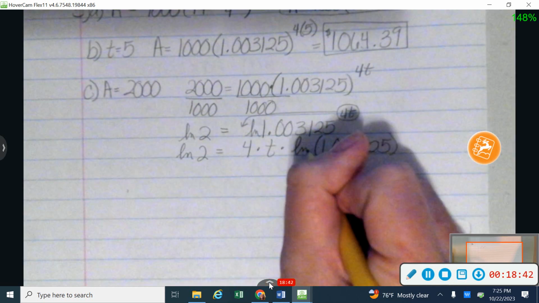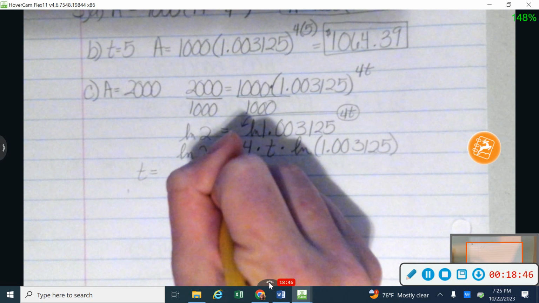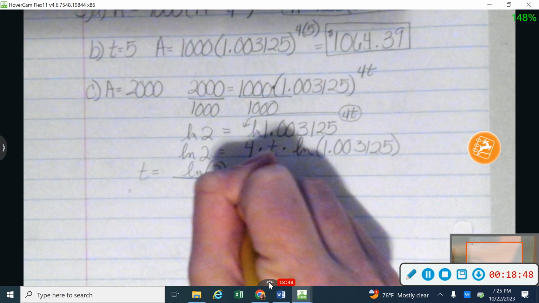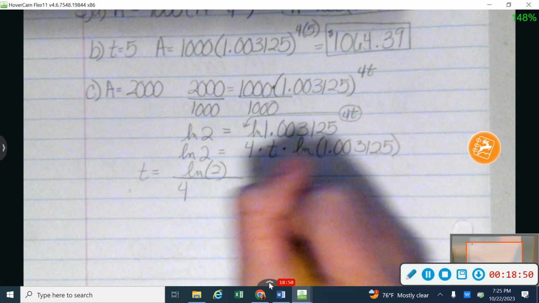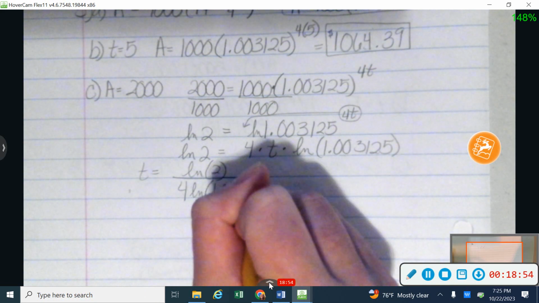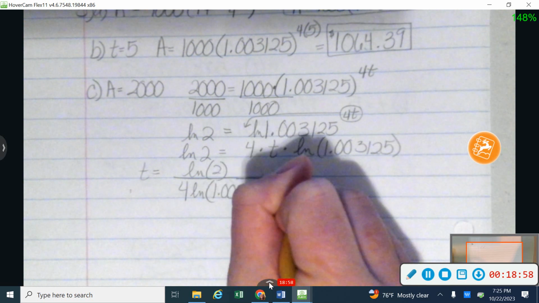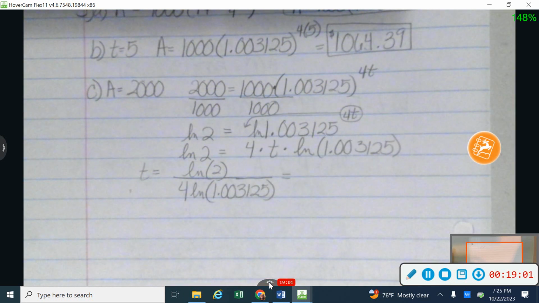I'm going to divide by the 4 and the natural log. So I'm going to say that t is equal to the natural log of 2 divided by, I'm going to divide over my 4, and I'm going to divide over my natural log. Now you can make that 4 back into an exponent, but I'm just going to put this in my calculator. So I'm going to just put all of that into my calculator.